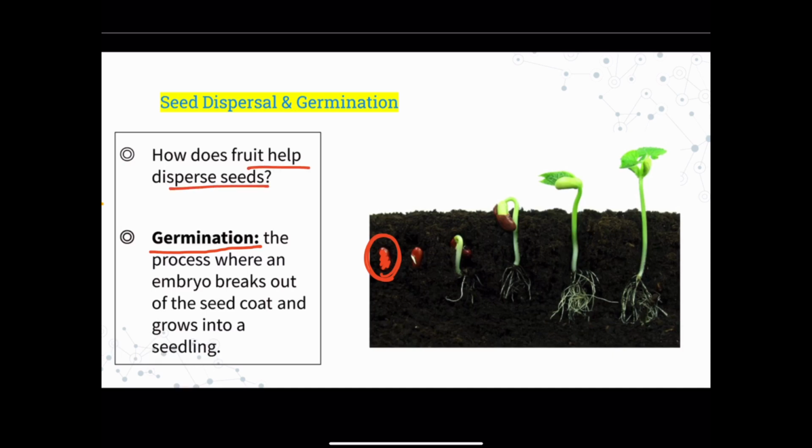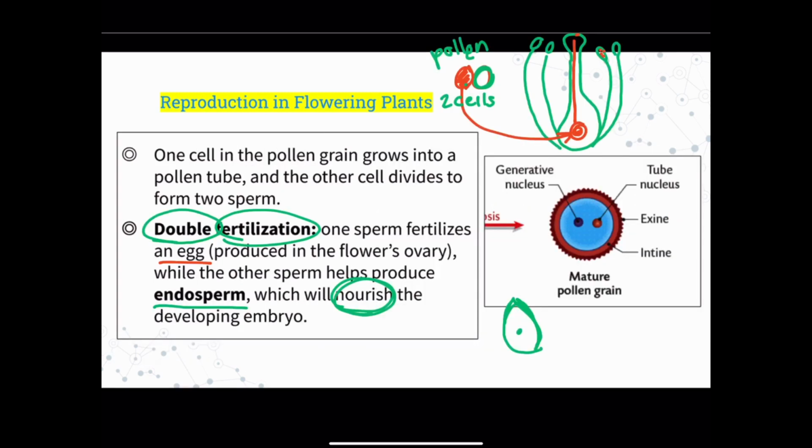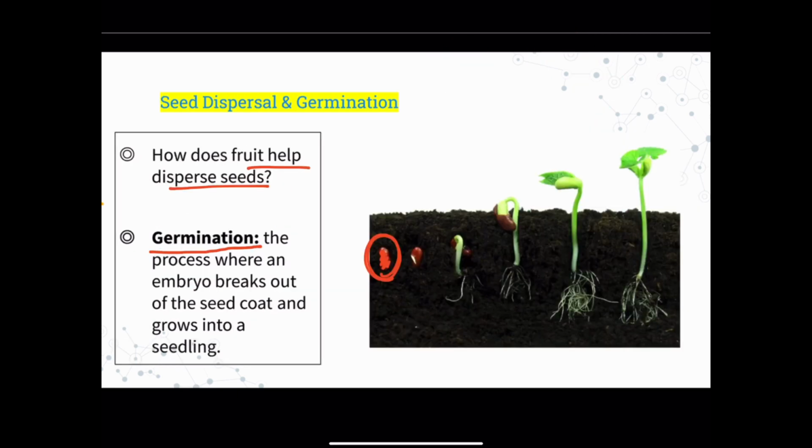Obviously, fruit is tasty. When this pollen fertilizes the ovary, that will grow into a fruit, and it will have a seed inside it. Fruit helps disperse the seeds because animals will come and eat the fruit, pass it through their body, and poop out the seed, hopefully in some nourishing soil so that it can grow.